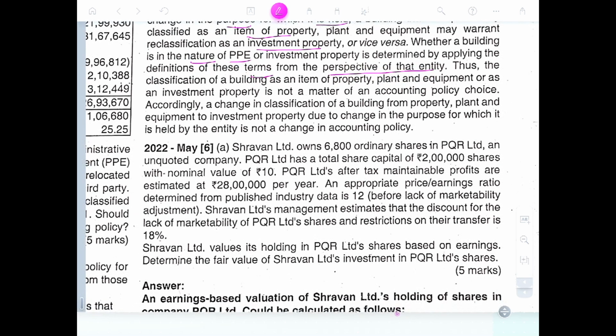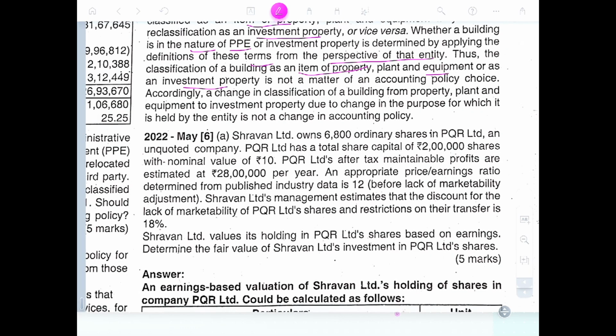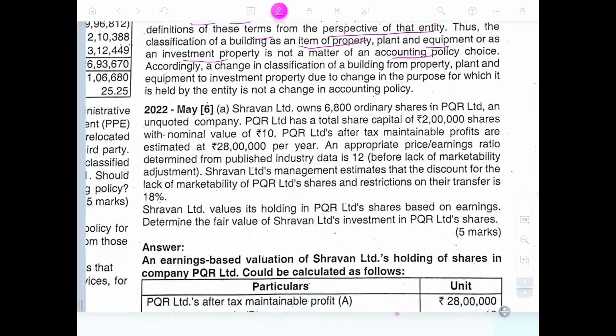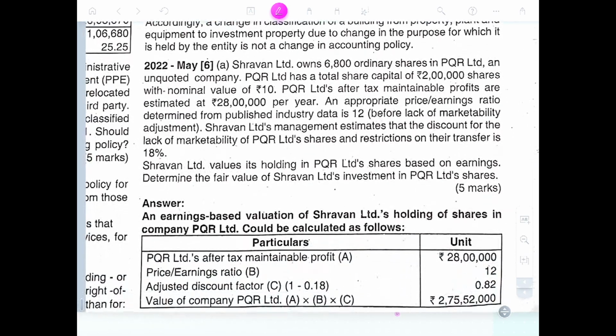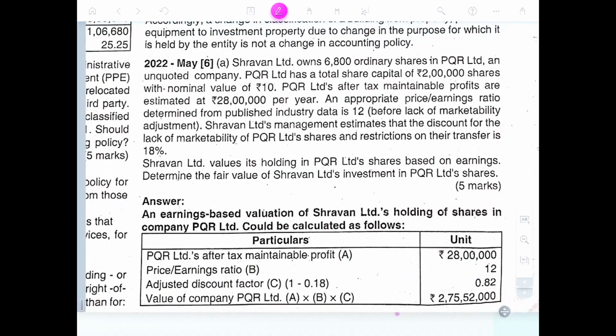Thus, the classification of a building from an item of property, plant and equipment to investment property is not a matter of accounting policy. So, the change in classification of the building from property, plant and equipment to investment property, due to a change in the purpose for which it is held, is not a change in accounting policy.